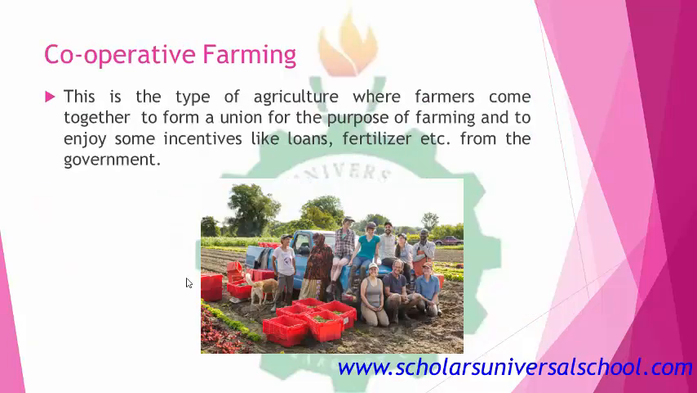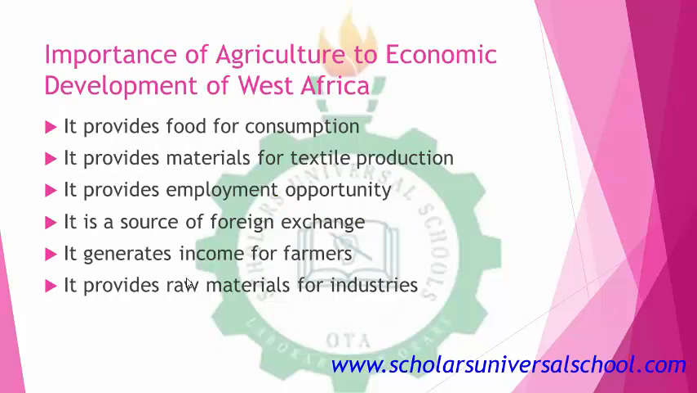The last system we'll be looking at is cooperative farming, which has to do with different farmers pooling their resources together to help in the production of certain crops. They can either come together to pool their resources or to agree on getting a loan from the government. We also have a picture showing different farmers coming together to form a cooperative group.